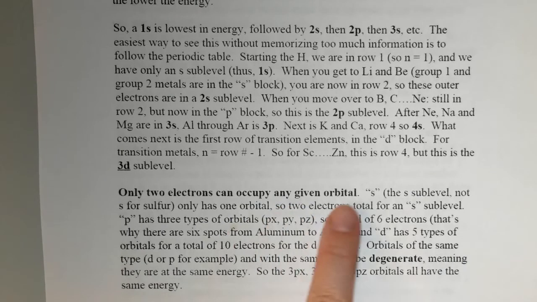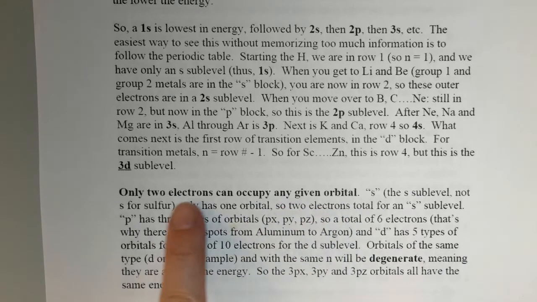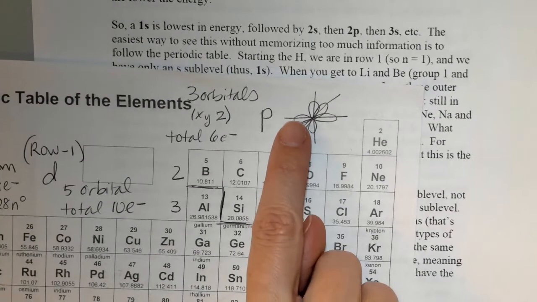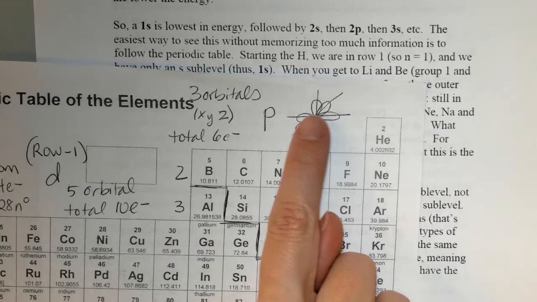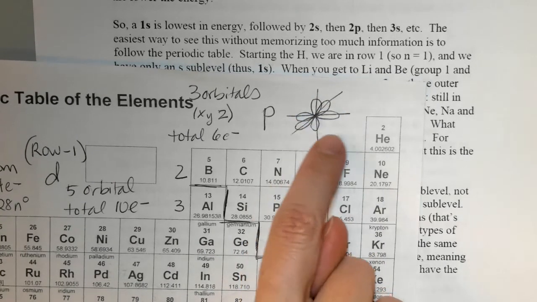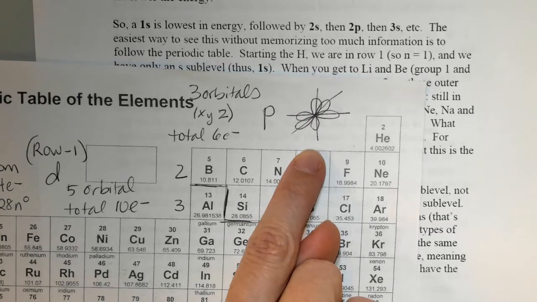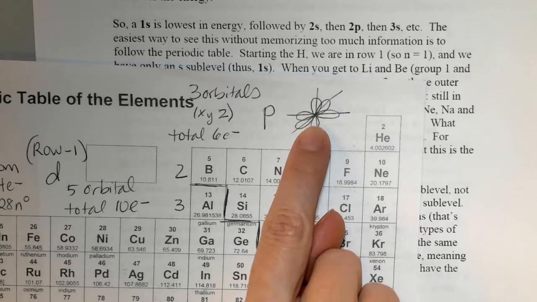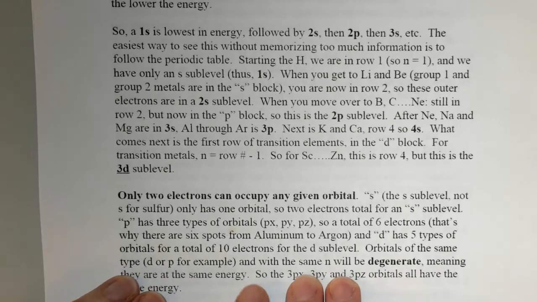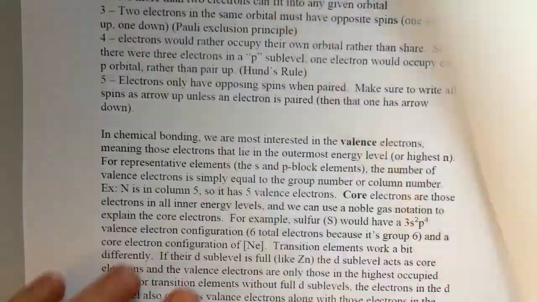When we look at orbital diagrams, we're going to remember that only 2 electrons can occupy any one orbital space. That's the max. So like we were talking about with P, I can only fit 2 electrons on the X, 2 on the Y, and 2 on the Z. Altogether for the subshell, we can have 6, but any one orbital can only have 2. That's always the rule.